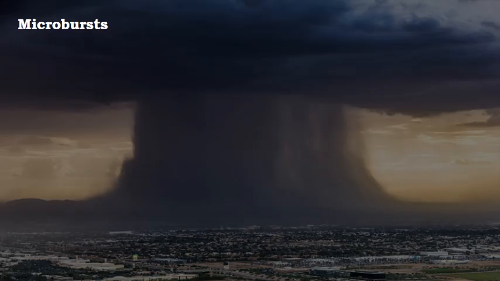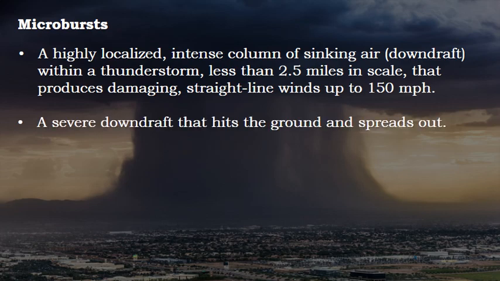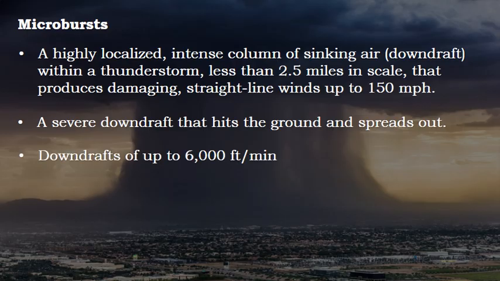One weather condition that a drone pilot must understand and be aware of is a microburst. A microburst is a highly localized, intense column of sinking air, or downdraft, within a thunderstorm, less than 2.5 miles in scale, that produces damaging, straight-line winds up to 150 miles per hour. They are a severe downdraft that hits the ground and spreads out. The downdrafts can fall at a rate of 6,000 feet per minute, so there is significant force, making them the strongest hazard to a drone flight.